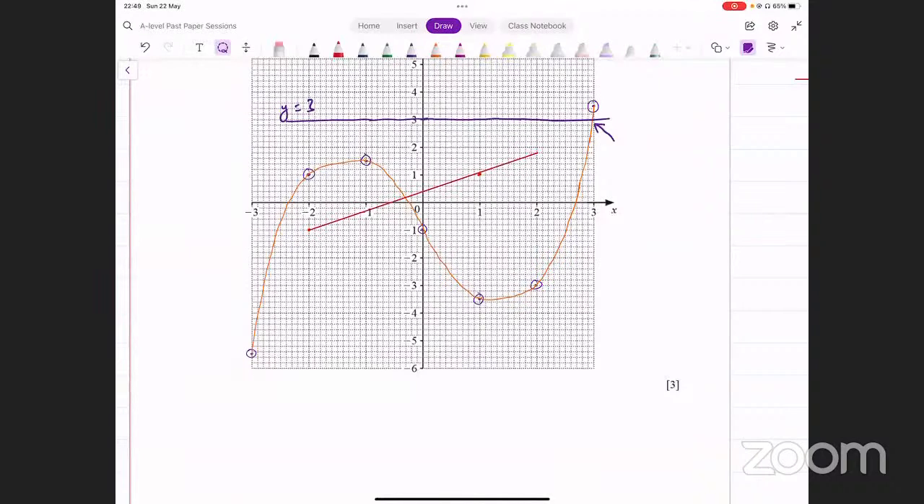OK, so this is what your line is going to look like. You should be drawing this more accurately, passing precisely through both points. Yeah, so that's better, this is how this line is going to look. This is your line, this is the line you had to draw there. This is line L. OK, so that's one mark, let's move on.